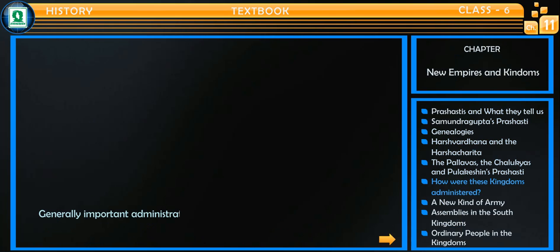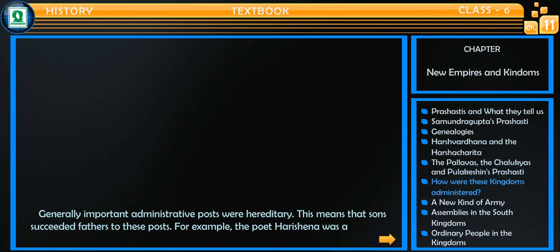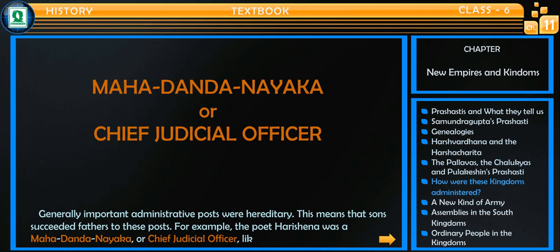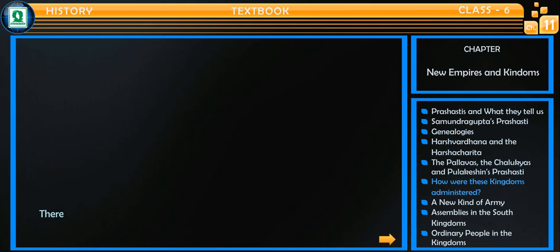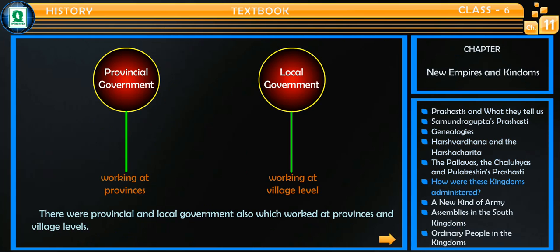Generally, important administrative posts were hereditary. This means that sons succeeded fathers to these posts. For example, the poet Harisena was a Mahadandanayaka, or chief judicial officer, like his father. There were provincial and local governments also, which worked at province and village levels. Besides, important men probably had a say in the local administration.